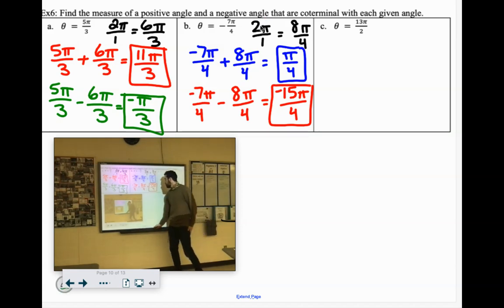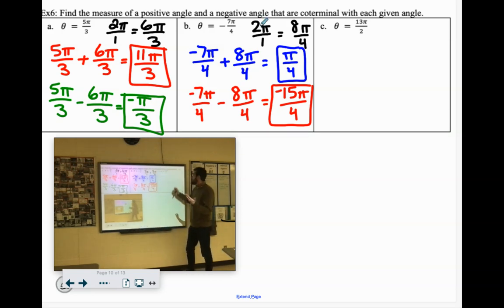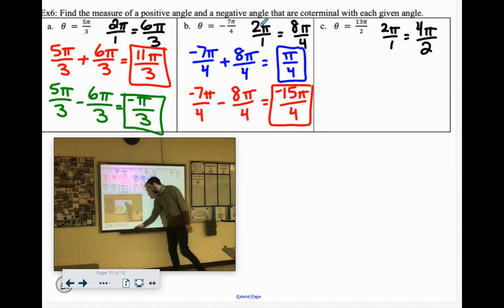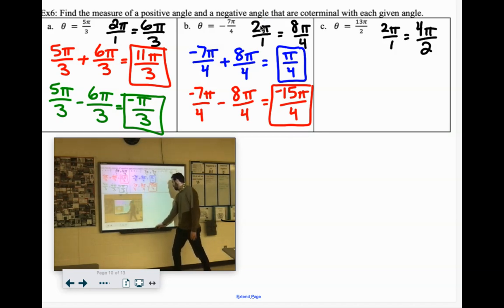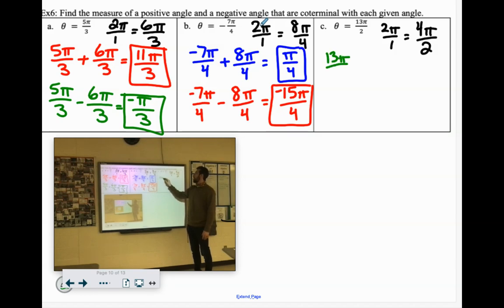13 pi over 2. Let's figure out what one full rotation would be. 2 pi over 1. What would it be over 2? That would be 4 pi over 2. So one rotation in this case would be 4 pi over 2. So we can add it to it. Let's see, what color did I end up with? So we could say 13 pi over 2 plus 4 pi over 2. And that could give us 17 pi over 2. Great. We've got the positive coterminal angle.